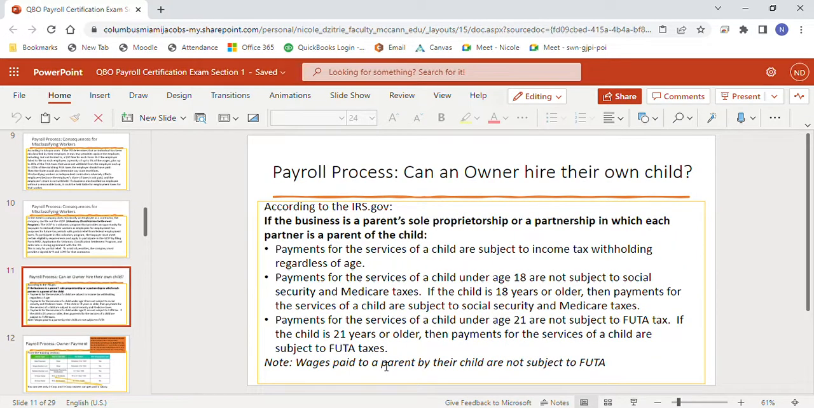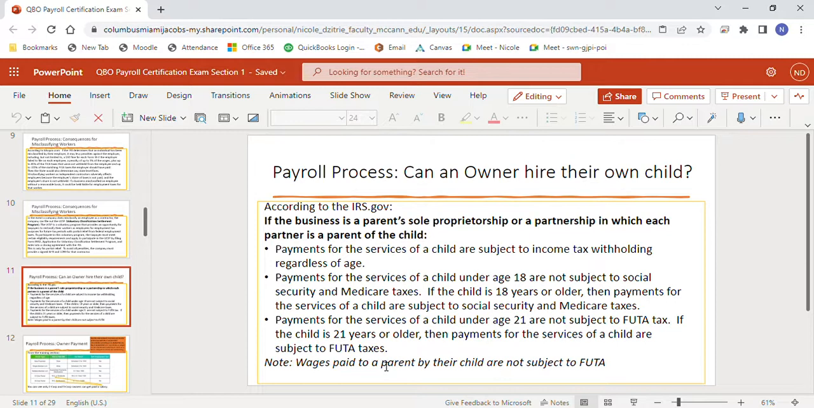Okay. Can an owner hire their own child? So according to the IRS.gov, if the business is a parent, sole proprietorship, or a partnership in which each partner is a parent of that child, here are some of the conditions. So payments for services of a child are subject to all income tax withholding, meaning FIT and SIT, federal income tax and state income tax. So that's regardless of age. But payments for services of a child under the age of 18 are not subject to Social Security and Medicare taxes.